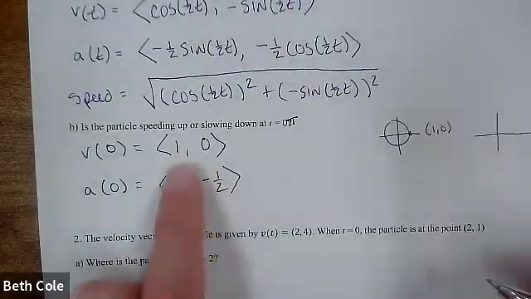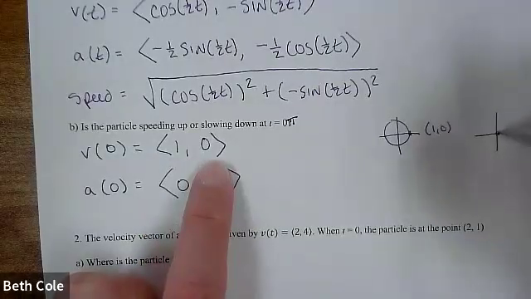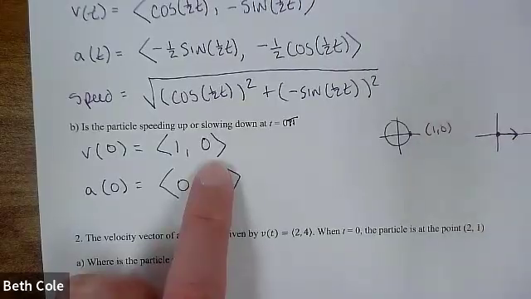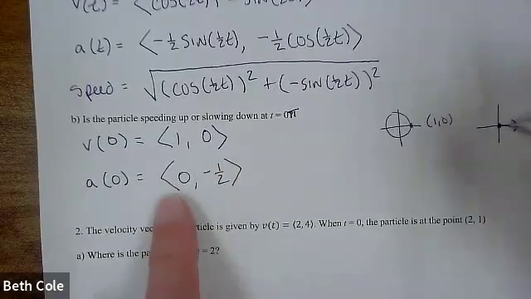If you have a vector that has an x component of 1 and y component of 0, it's going to go 1 in the x direction, nothing in the y direction. So it's going to look like that. And then for your acceleration vector, same thing, but you have 0 for x, negative 1/2 for y, so it's going to look like that.